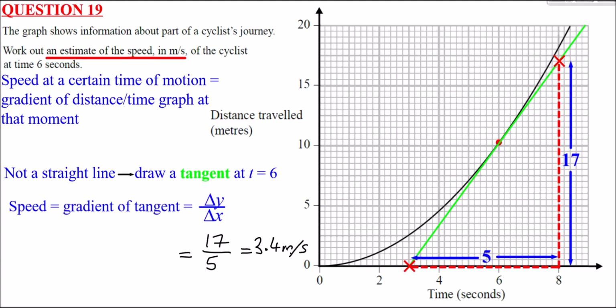Now, your answer might not be exactly 3.4 meters per second, depending on how you drew your tangent. You need your answer to be between 3.1 and 3.7 to be close enough to get full marks. If you're lower than 3.1 or higher than 3.7, you've probably not drawn your tangent quite accurately enough.